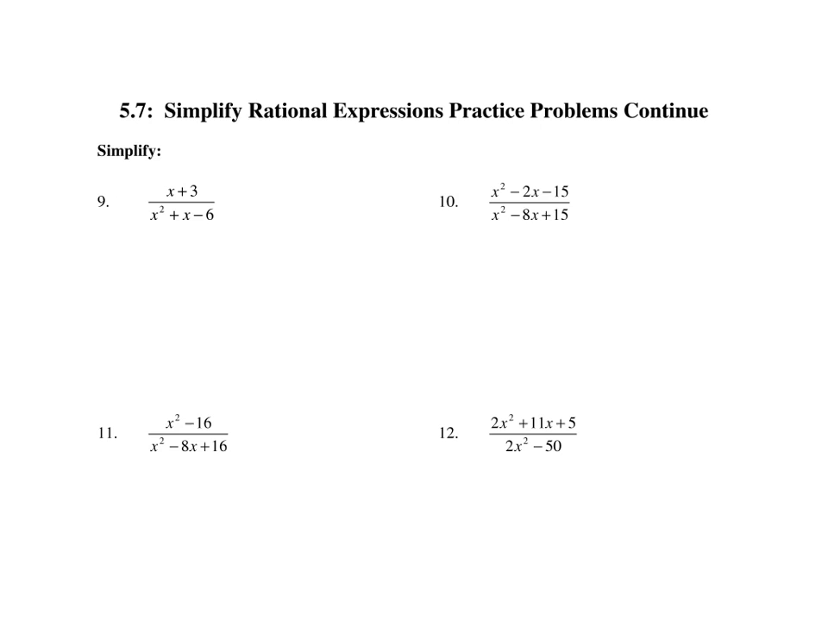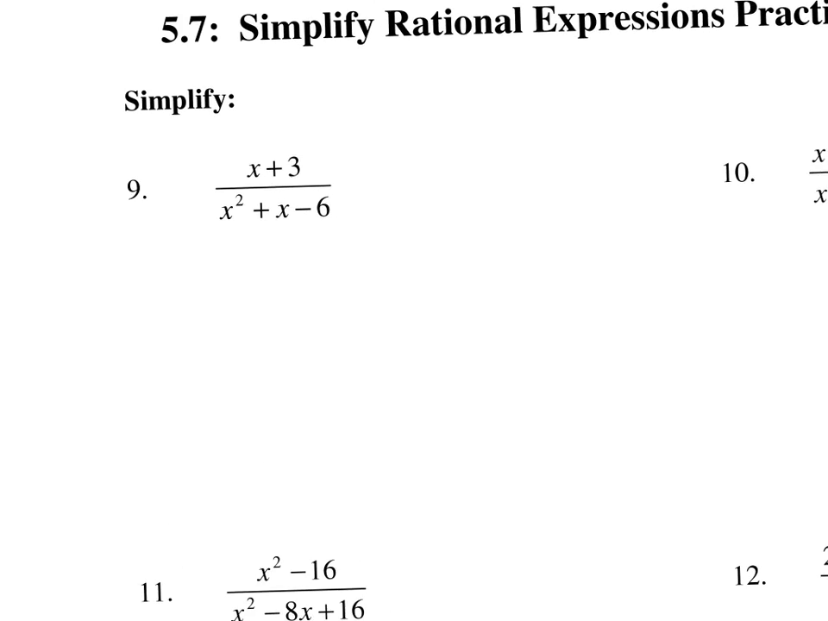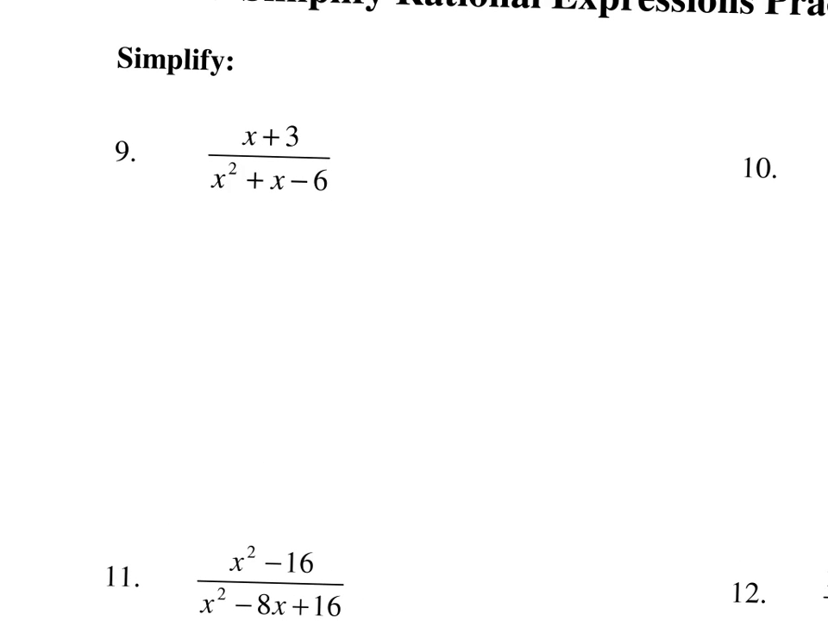All right, on this page, we're going to continue on with simplifying rational expressions. On number 9, the numerator is x plus 3, which doesn't factor. There's no GCF. It's not the difference of squares. The denominator is a standard trinomial. So we're going to factor this as a standard trinomial.